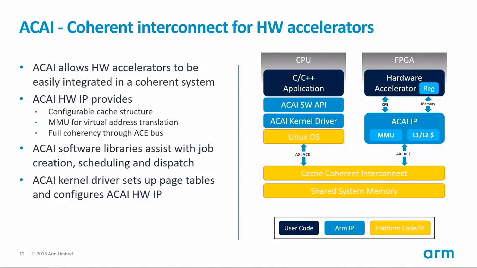So apart from the ARM IP that has been developed by our commercial groups, we also have some IP that has been designed by the Arm Research team, specifically for the needs of the researchers. So we have one example, ACAI, which stands for Arm Coherent Accelerator Interconnect, and it provides you with all the infrastructure that you need so that you can easily plug in your hardware accelerator on an ARM-based system. So ACAI has configurable L1 and L2 caches, so you don't have to design them in your core hardware accelerator. And it also has an MMU for virtual to physical address translation.